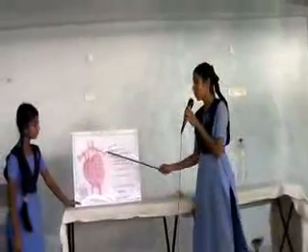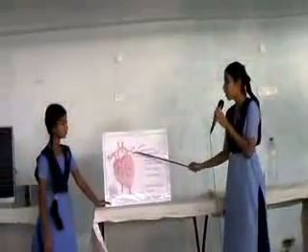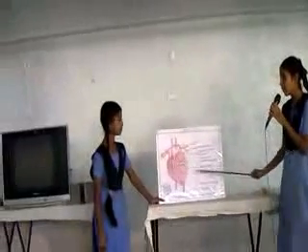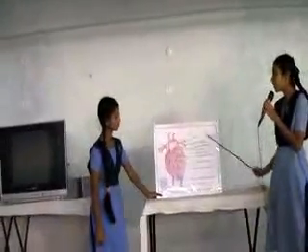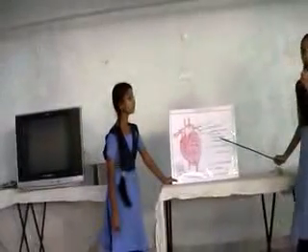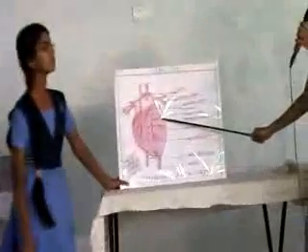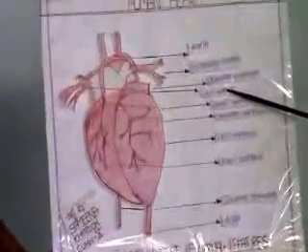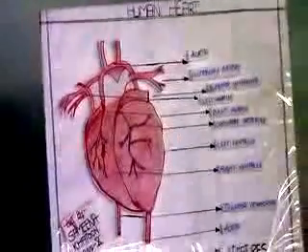The heart consists of four chambers. Two upper chambers are called auricles, and two lower chambers are called ventricles. The right auricle is larger than the left one. The right auricle receives deoxygenated blood from the body. The left auricle receives oxygenated blood from the lungs.